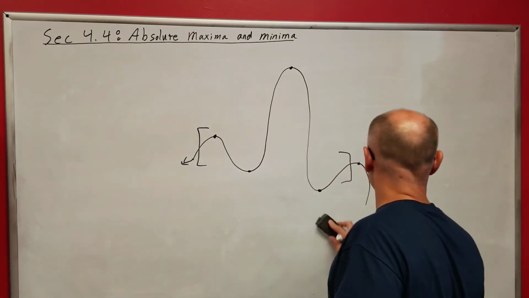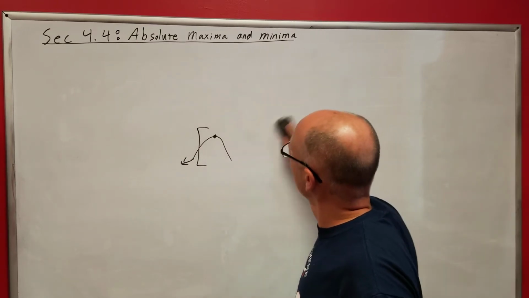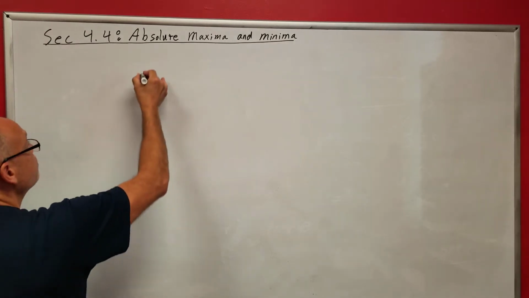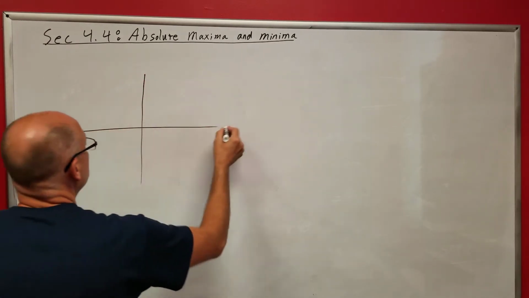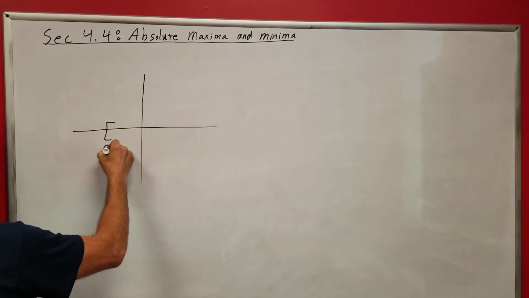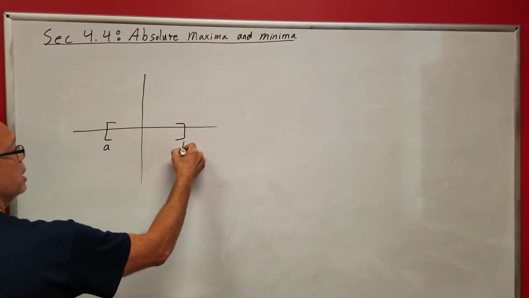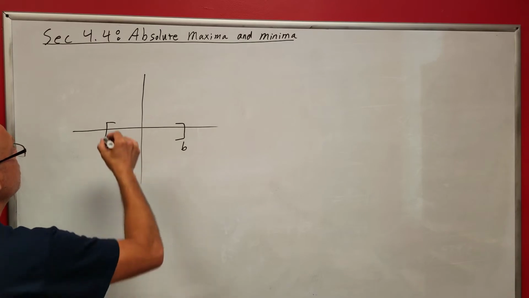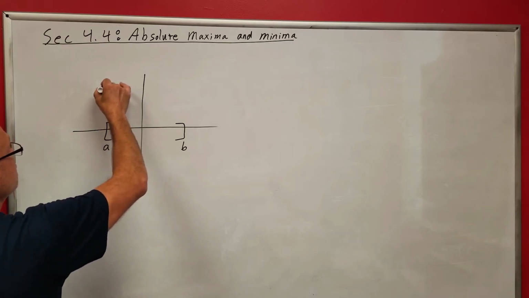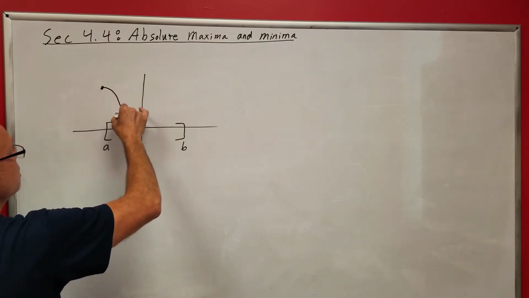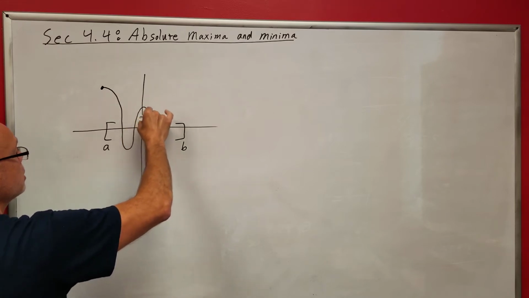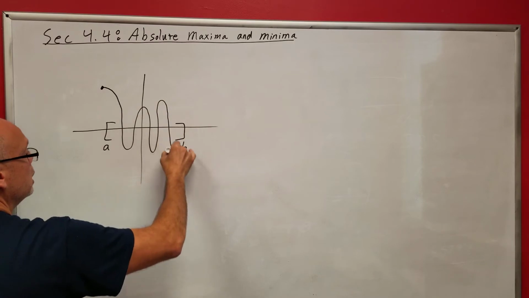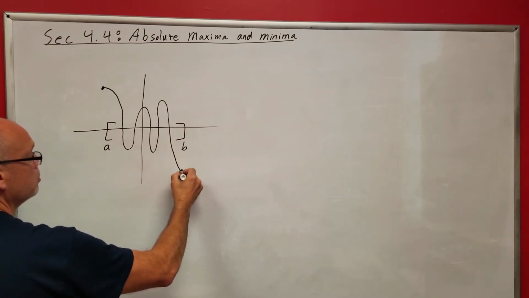Alright, so what we're going to look at first is, on a closed finite interval, a function that is continuous, okay? So what does that mean? That means, let's suppose I have a closed interval from A to B like this, with a function that is continuous on that interval. So I could have a function that does something like this. Goes down, goes up, goes down, goes up, and goes down again like that.